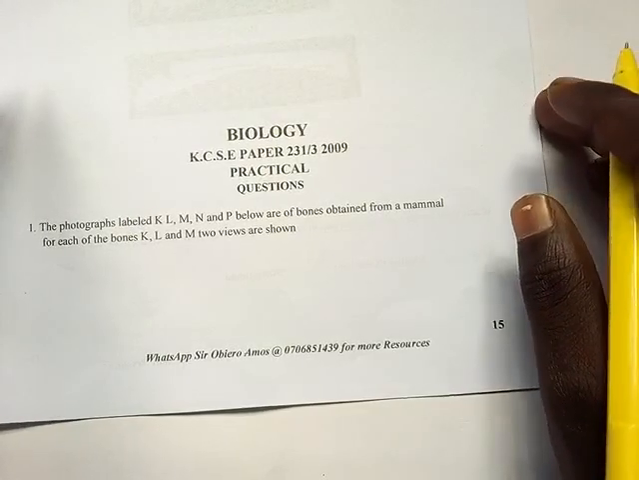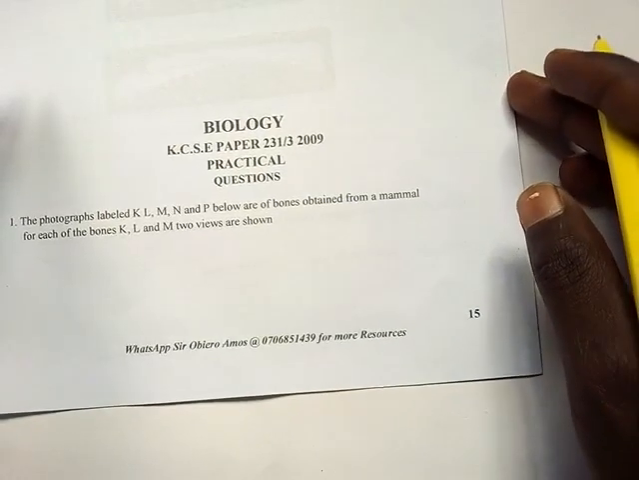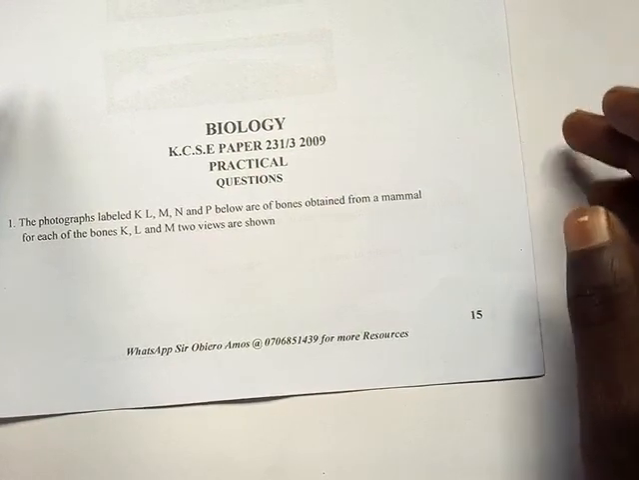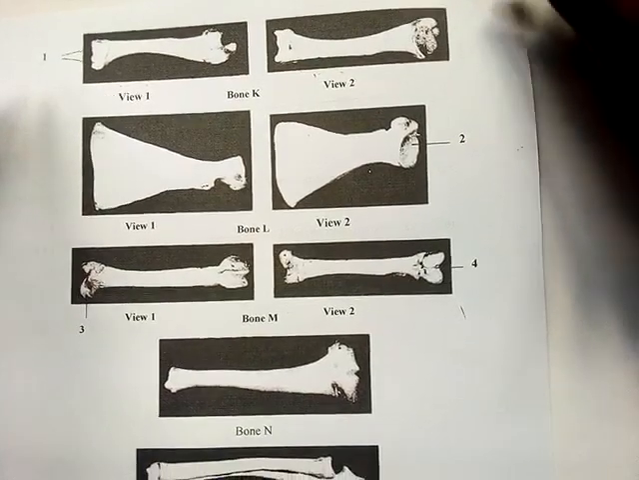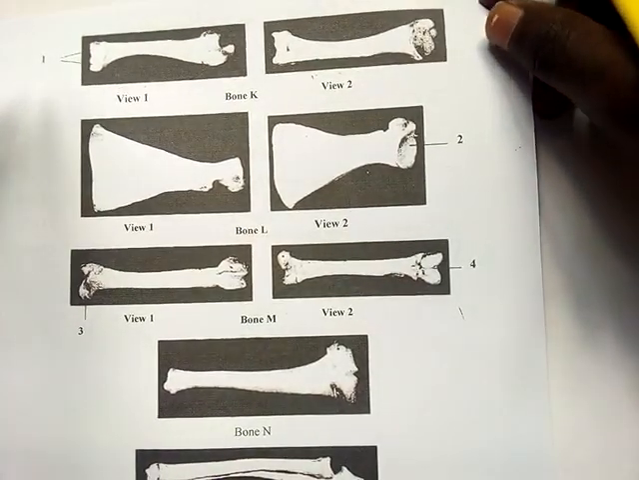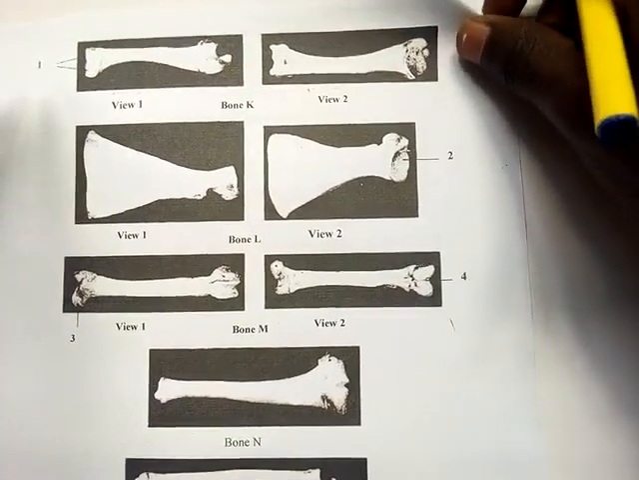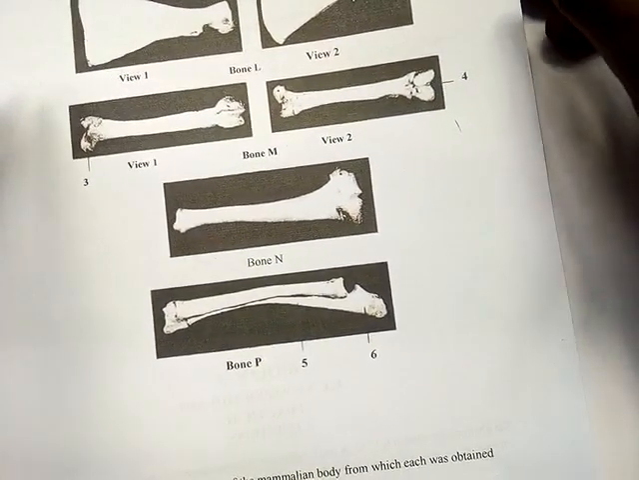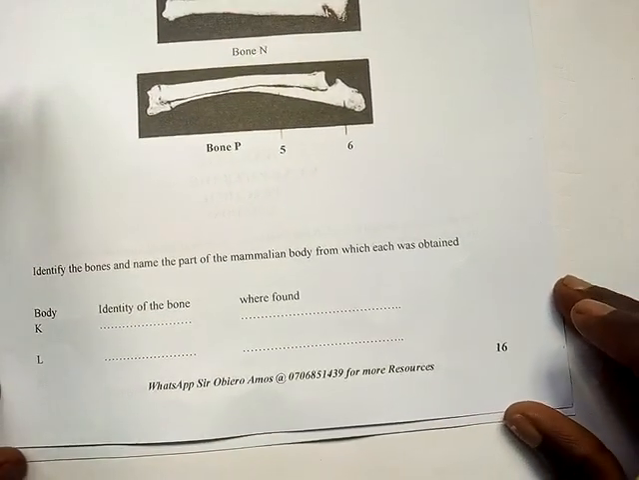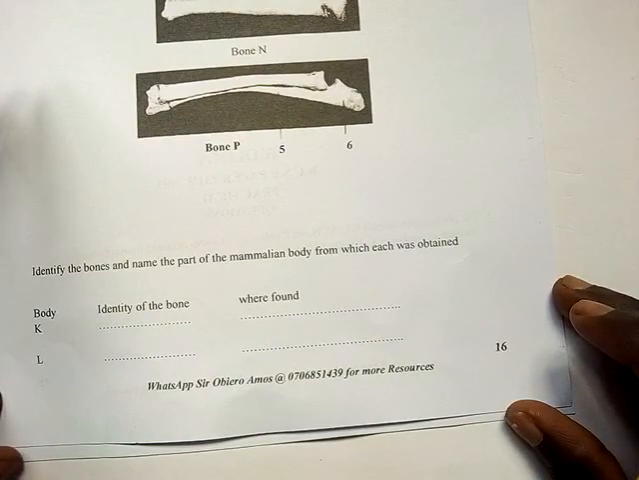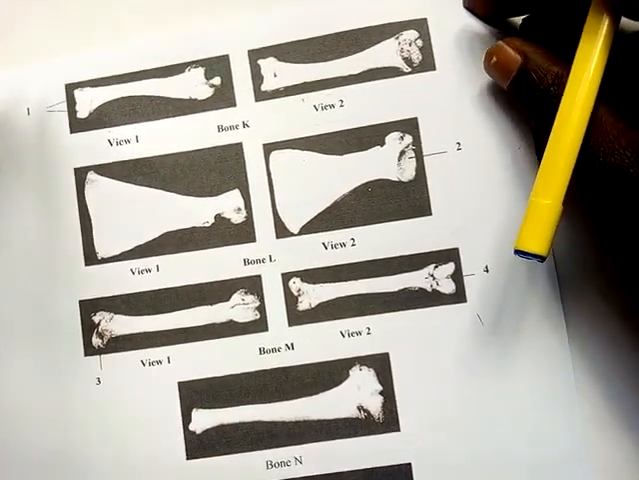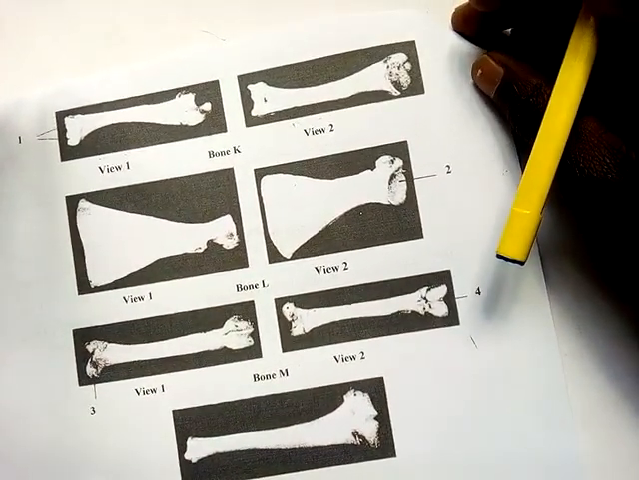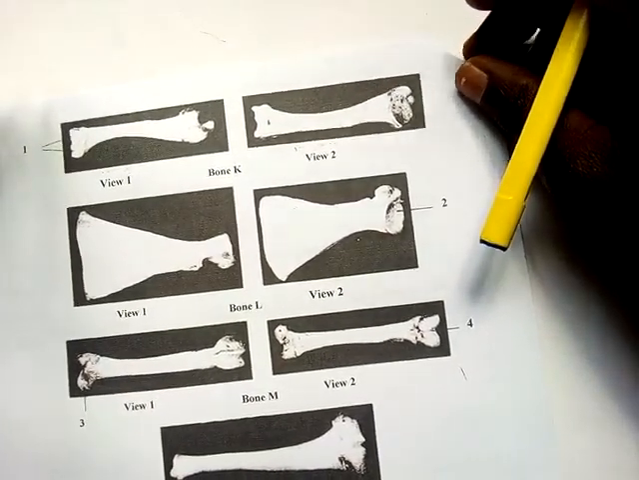Welcome to today's lesson. Today we are looking at paper 3 2009 and let's see what you are supposed to do. In question 1 you are provided with the bones, bone K, bone L, M and N and P. Then you are told in Roman 1, identify the bones and name part of the mammalian body where each was obtained. First of all, examine the bones carefully and see which part of the body they are from.